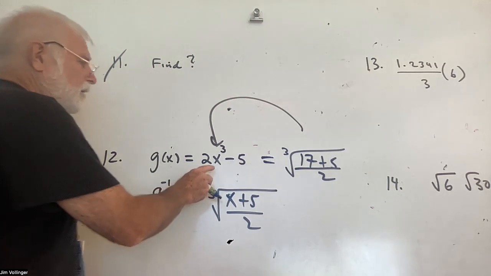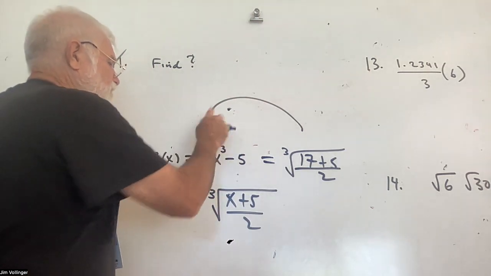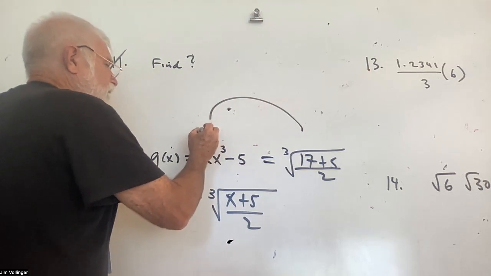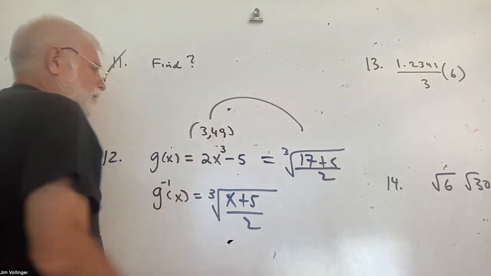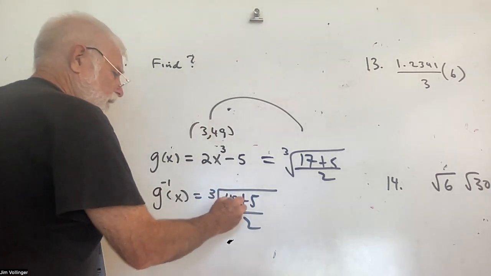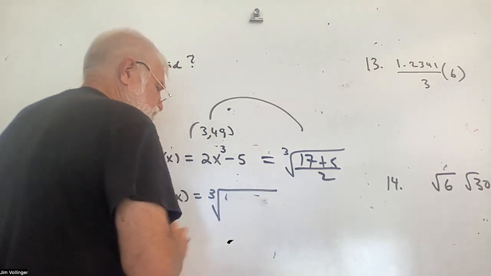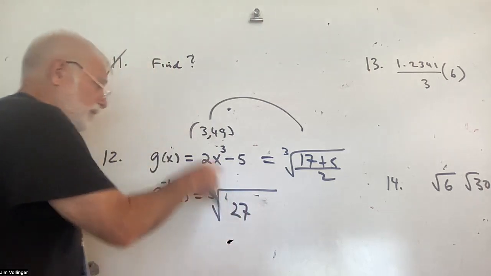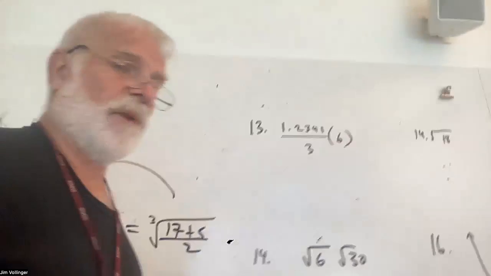How about I pick a number like 3? 3 cubed is 27 times 2 is 54 minus 5 is 49. So 3 gets me 49. So therefore a 49 down here should get me 3. 49 plus 5 is 54. 54 divided by 2 is 27. And the cube root of 27 is 3. There's another check. Why did I ask you this problem?